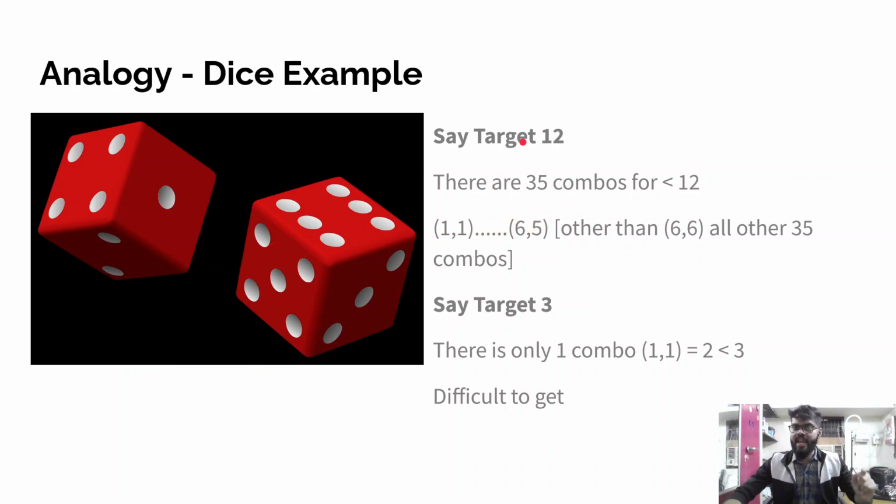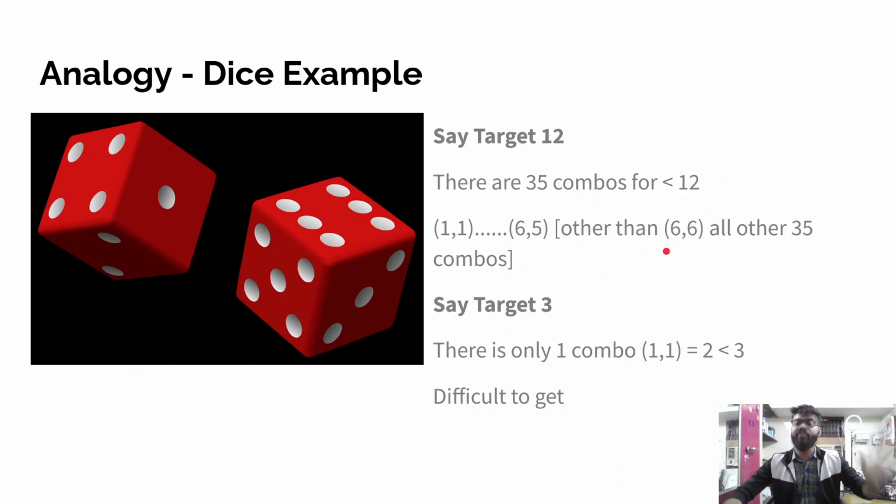Say I'm keeping the target of 12, and I tell you that you need to roll the dice such that you get a value that is less than 12. The possibilities that can lead you to less than 12 are 1-1, 1-2, like that, everything except 6-6, because 6-6 leads to 12, which is not less than 12.